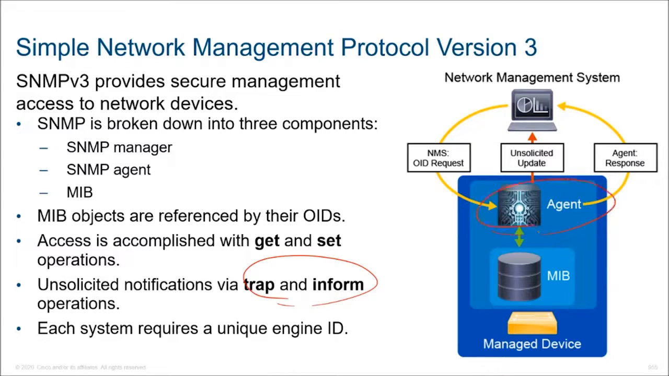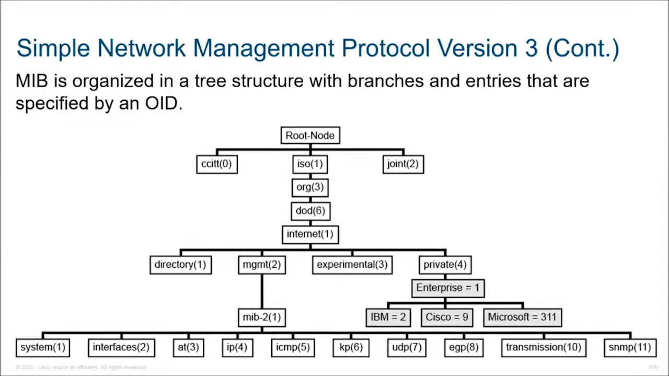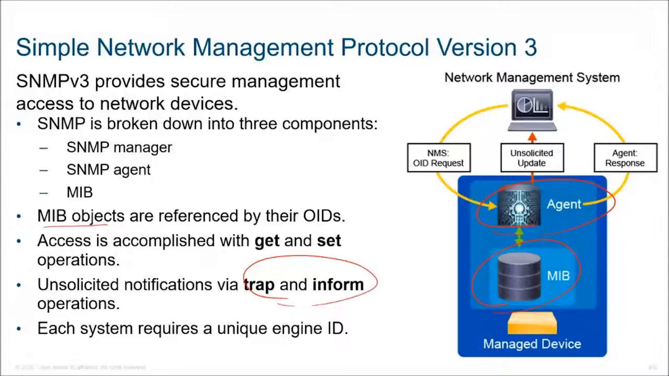Of course, we have the agent that's running on your router or your switch or firewall. And then we also have the MIB. Those MIB objects are going to be referenced by good old OIDs, our object IDs. These do have a tree structure, so depending on how you want to drill down, if you want to go from your root to internet, to management, to MIB-2, and specifically look at UDP or ICMP, you can drill down on this tree to figure out what it is that you want to gather data on.